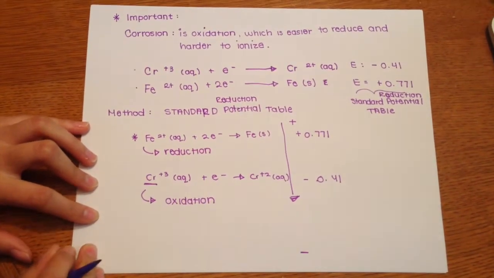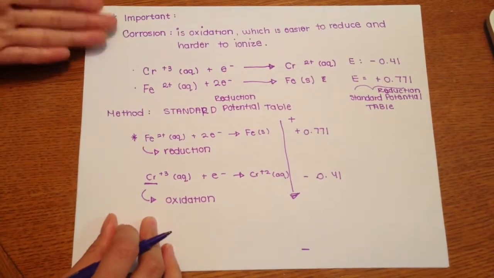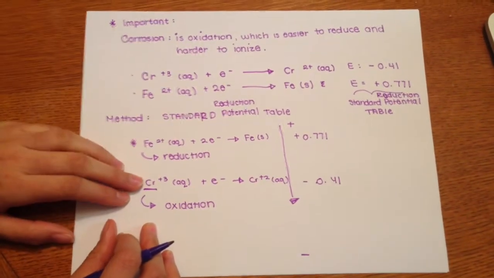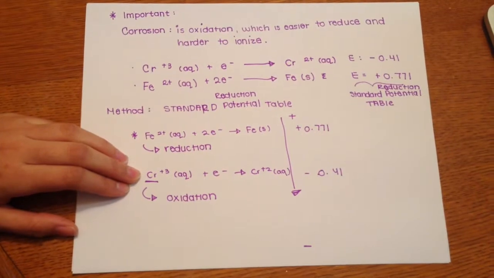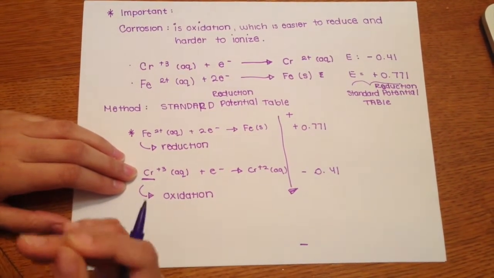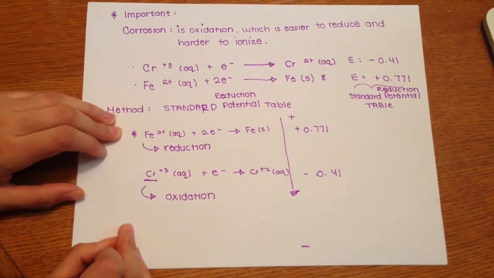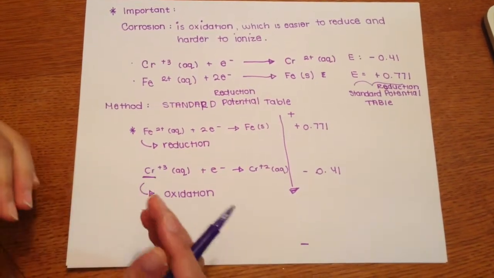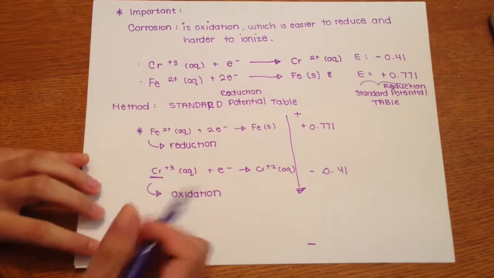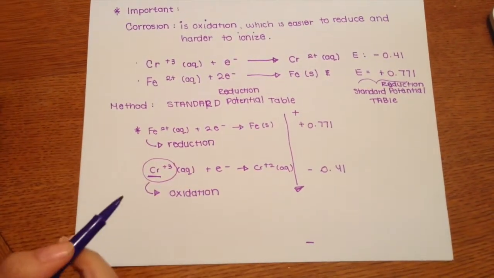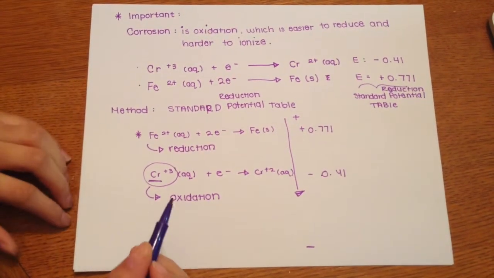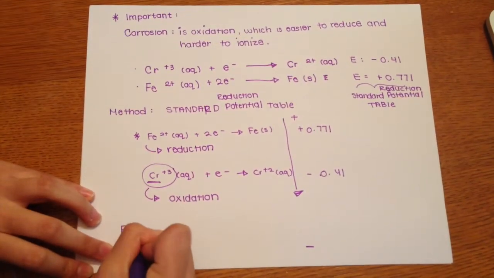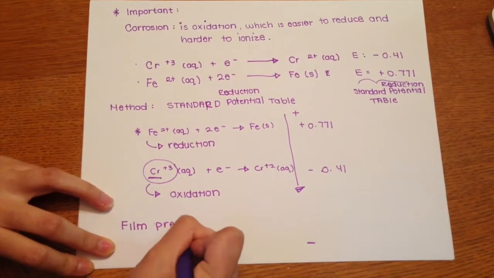Okay, and so based on the definition of corrosion, corrosion is oxidation, which is easier to reduce and harder to ionize. So Cr3+ will most likely be easier to reduce than Fe2+. So that's why iron will not rust, because that's how the film works. Cr will corrode, leaving iron intact. So that's why the film prevents iron from rusting.